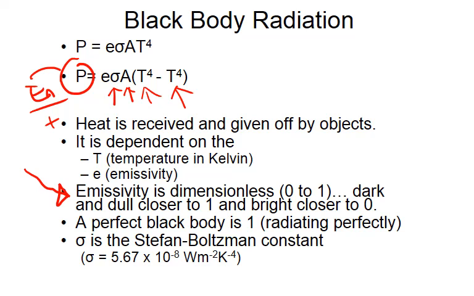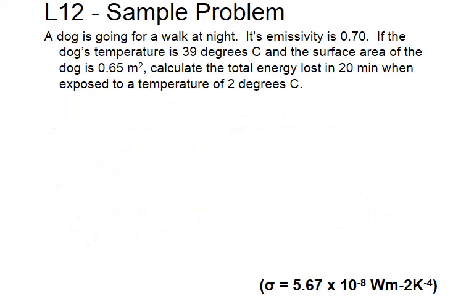And so in this first example that we're going to look at with the dog walking at night, their emissivity is 0.7, and the dog's temperature is 39 degrees Celsius. And in this case, we're going to figure out first what's the power output of this dog. And then, we can figure out the total amount of energy lost in 20 minutes.